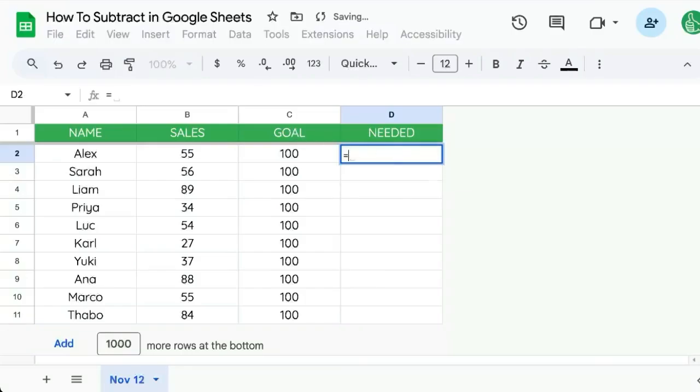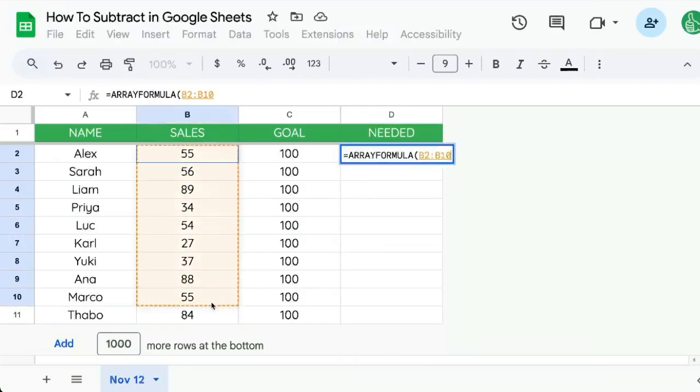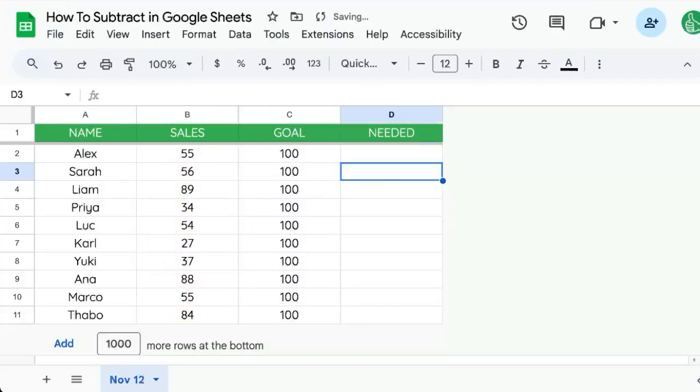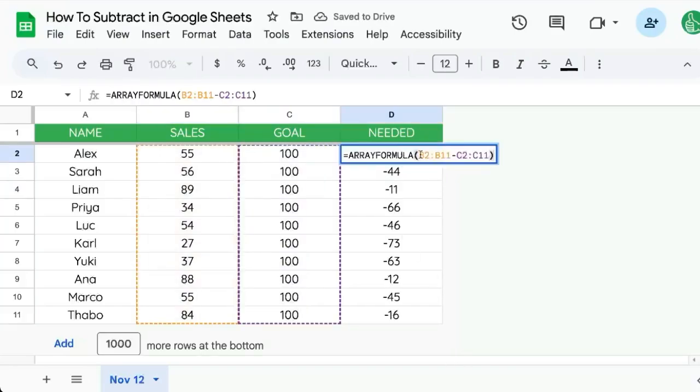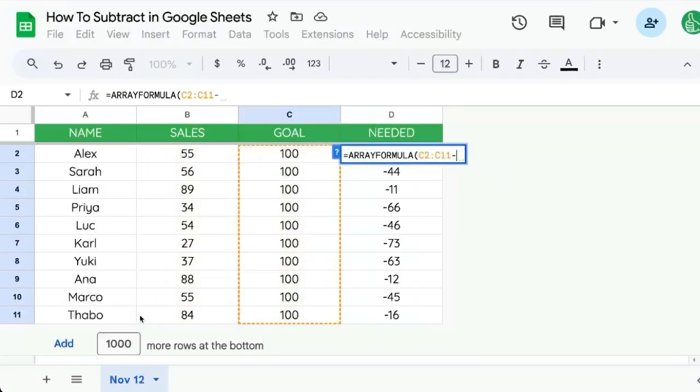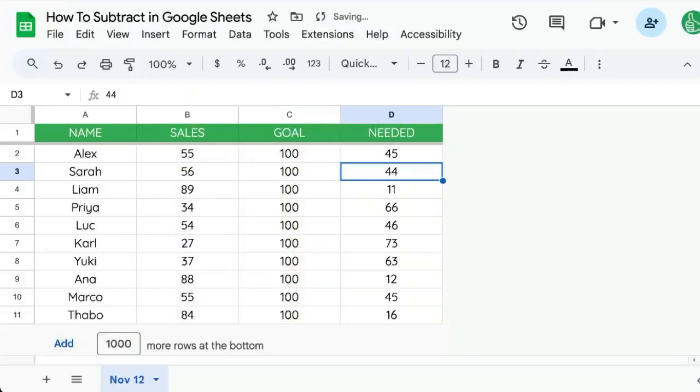We can also use ARRAYFORMULA to say this minus this. We get some negative numbers there. We can flip it around, take this minus, or hyphen, this, and we get all the positive numbers.